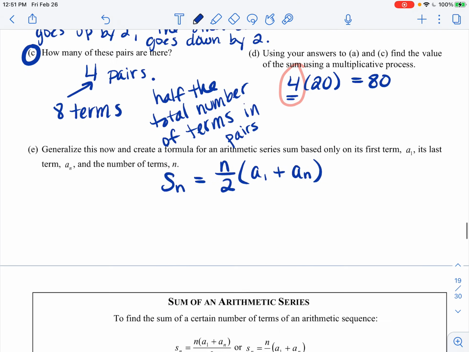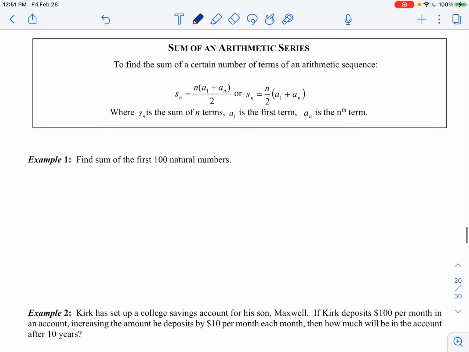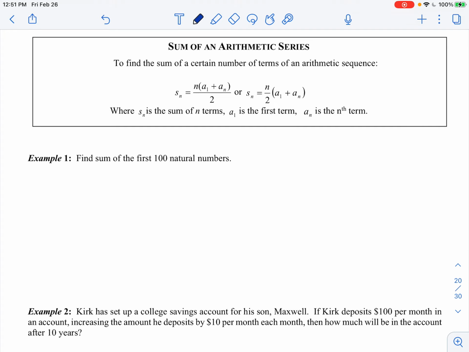So let's now take a look a little bit further down. This just explains the formula we just built. Again, you could put everything over 2 like it has here, or you could just make it n over 2 like we did when we wrote that. Again, S sub n is just the notation we use for the sum of n terms. A1 is still our first term, and A sub n is the nth term, or the last term that you're trying to add up until.